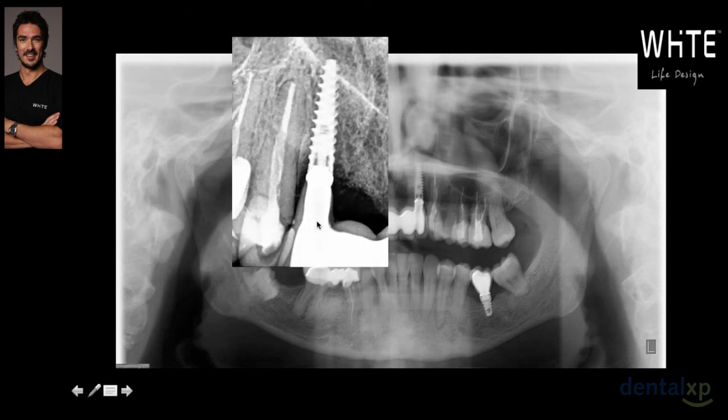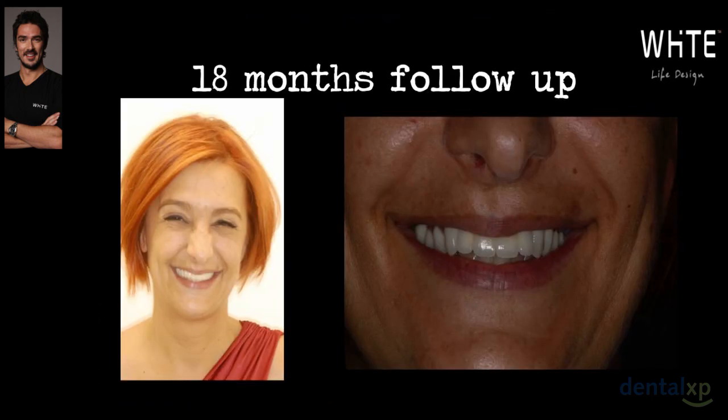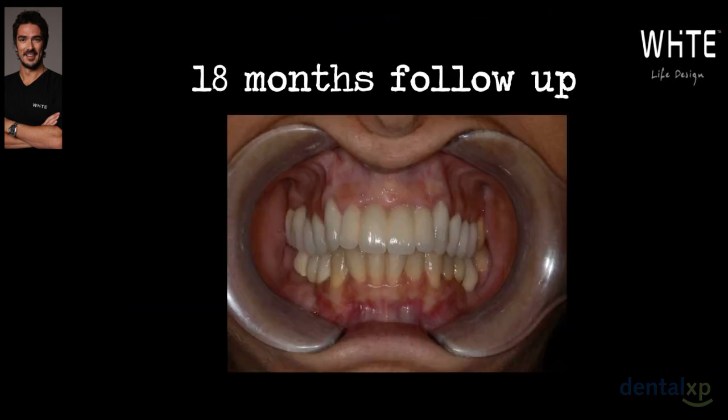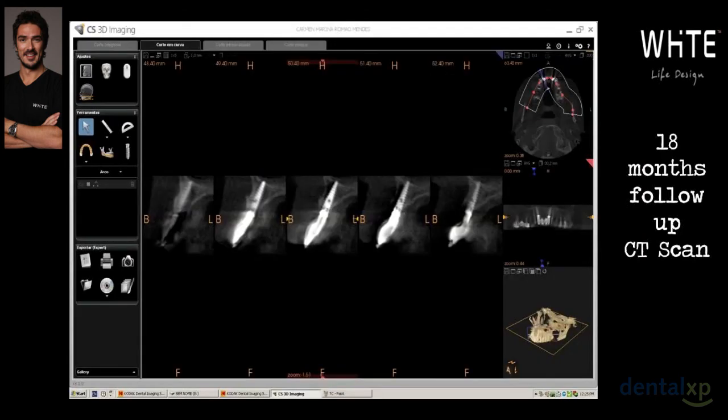This is after a few months. You can see quite stable results. And let's look at an 18-month follow-up. Look at all that soft tissue. That biotype is all still in place. We know that the first year is critical, so 18 months is well over that period. And you can see here, the buccal plate is still all there.